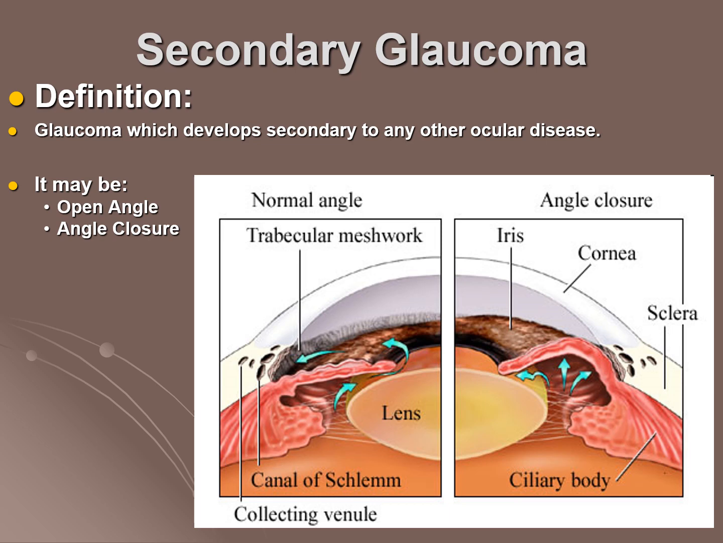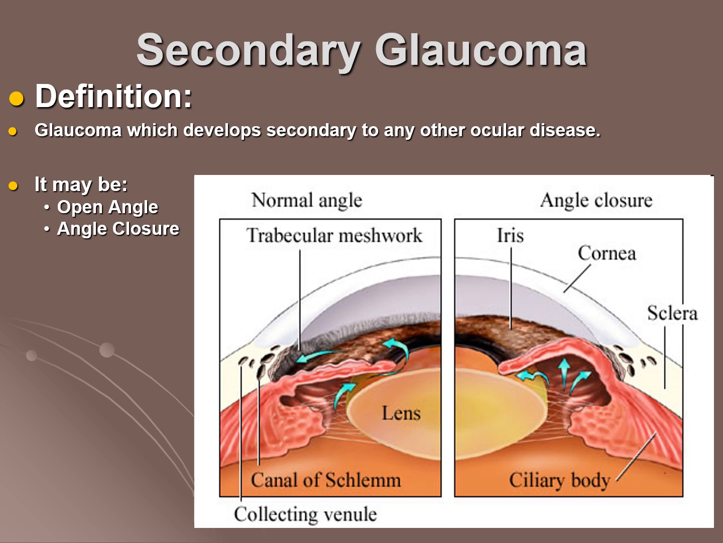Now we briefly discuss a few of the secondary glaucomas. What are the secondary glaucomas? These are the glaucomas which develop secondarily to any other ocular disease. They are of two types, open angle and angle closure type. Here you can appreciate the ciliary body. Aqueous is secreted by the ciliary body into the posterior chamber. Then it passes through the pupil into the anterior chamber, passing through the trabecular meshwork into the canal of Schlemm and ultimately into the episcleral vessels.